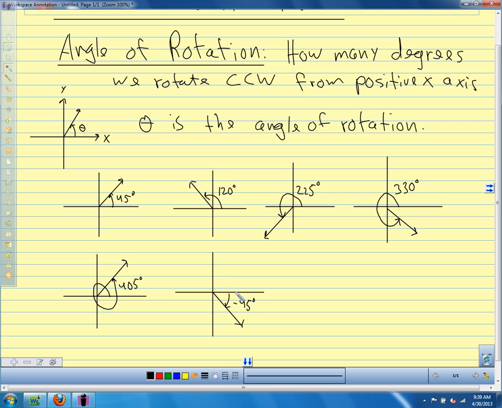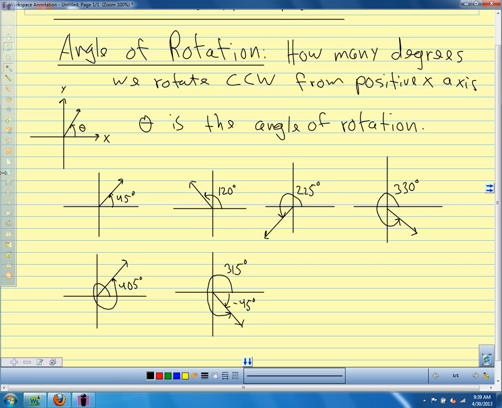And that's the same as going around this way 315 degrees. So negative angle of rotation just means we rotate clockwise instead of counterclockwise. But we end up at the same place if we go around 315 degrees that way, or we go 45 degrees clockwise. We just end up at the same place. Any questions on angle of rotation? Pretty easy idea.